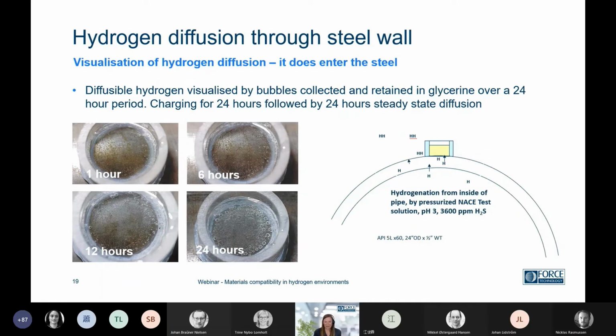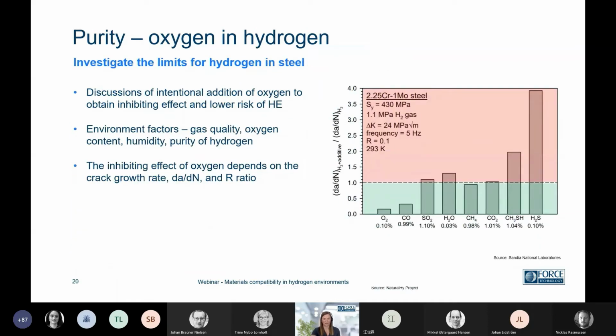This is just a quick visualization of a tube hydrogenated by Ney's test solution, where we have a lot of hydrogen going into the steel. But even just after 24 hours in this glycerin test cup, we have a significant amount of hydrogen bubbles forming. They are collected. So yes, this is just an example of how it does diffuse through the steel.